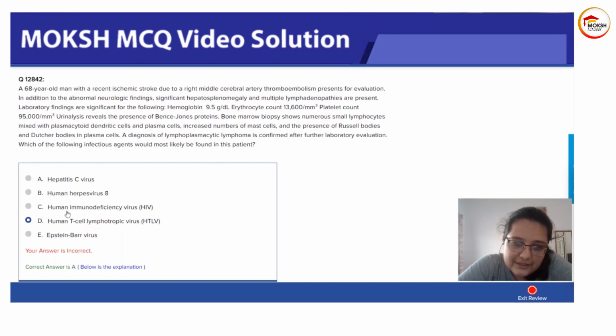HIV will present with diffuse B cell lymphoma of sorts. Your Epstein-Barr virus will give you your Burkitt's lymphoma and your primary brain lymphoma. Then you're left with HHV8 and hepatitis C, and the answer here is the hepatitis C virus.